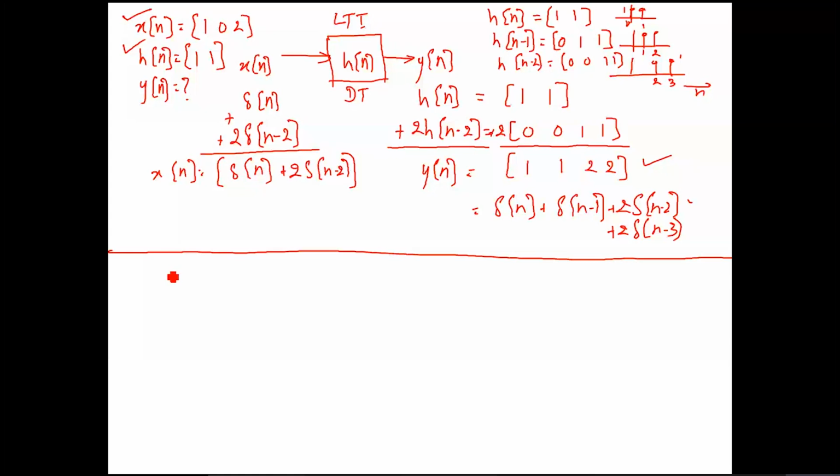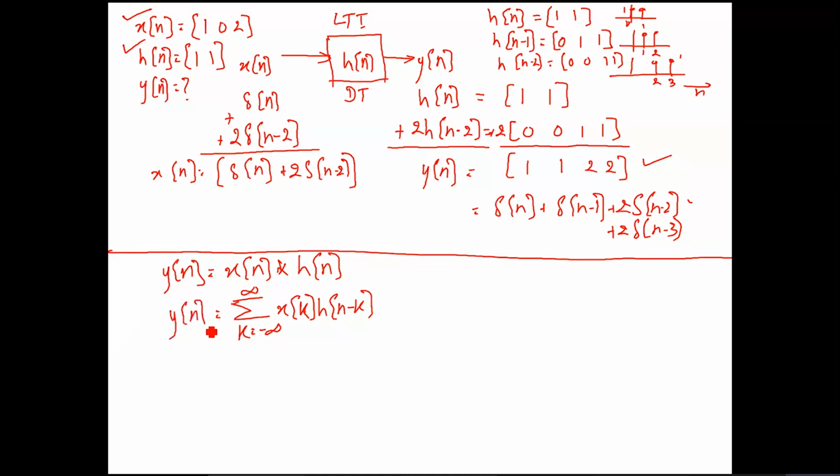Okay, so now let's take another view of the same thing. We know that y of n is basically convolution of x of n with h of n. And we know that convolution actually means convolution sum, summation of k equal to minus infinity to infinity, x of k, h of n minus k. Remember, this x of k is the scaling part that we have. This is your y of n. So this was the theory that we covered.